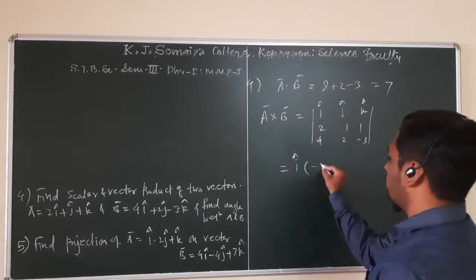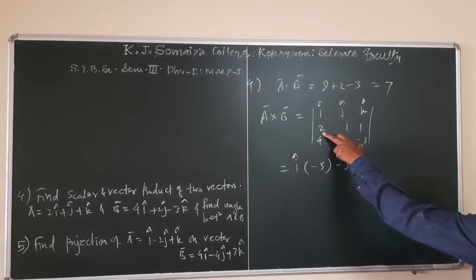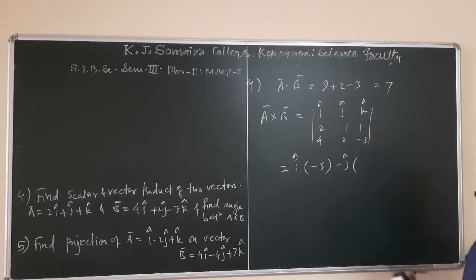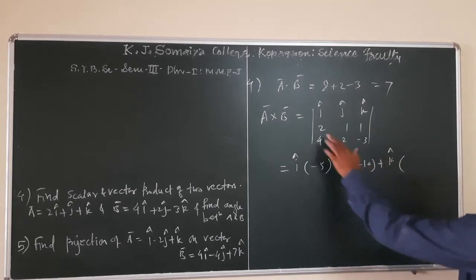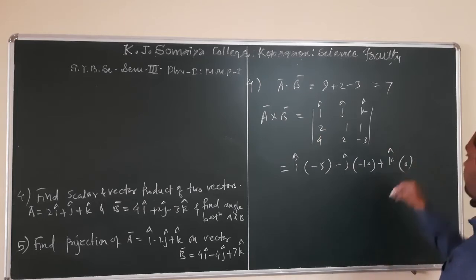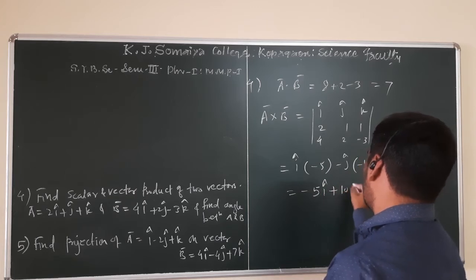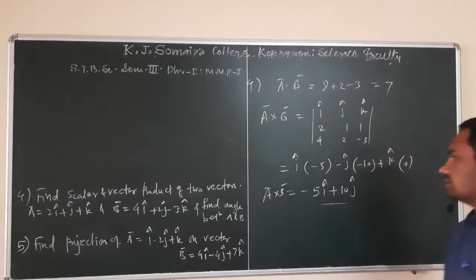so that becomes minus 5. Minus j cap into 2 into minus 3 minus 6, and 4 minus 4 into 1, which is 4, so minus 6 minus 4, so minus 10. Plus k cap into 4 minus 4, okay, which is 0. So this is nothing but minus 5 i cap plus 10 j cap. So this is the cross product of these two vectors A and B.